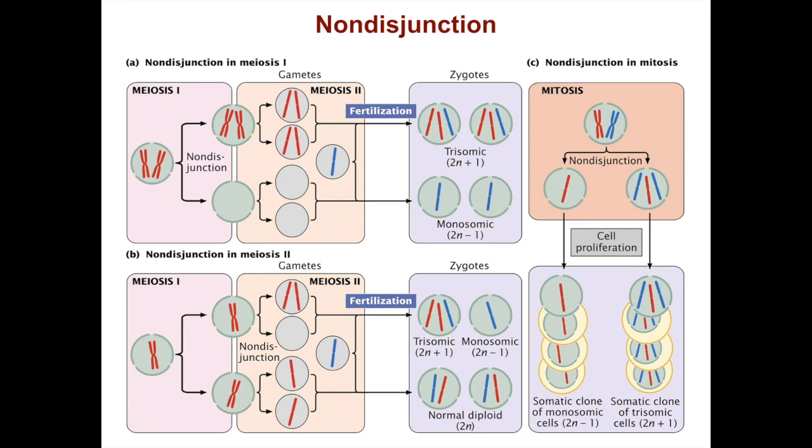Nondisjunction can also occur during mitosis. So the improper segregation of chromosomes during mitosis leads for one cell to have only one N, and then another cell that has 2n plus 1. And then these cells go on to proliferate, and you get somatic clones of either monosomic cells or trisomic cells. Such abnormalities can be linked to defects in cell function, such as cancer.